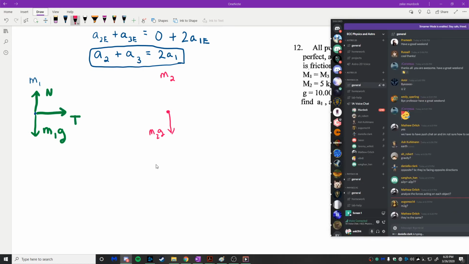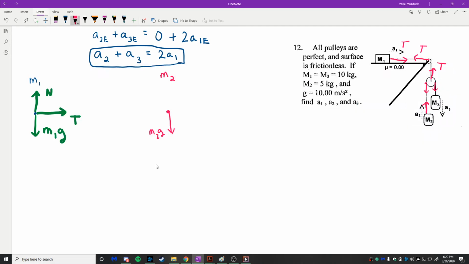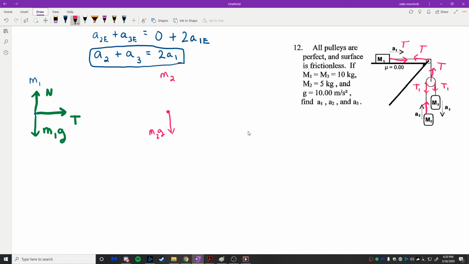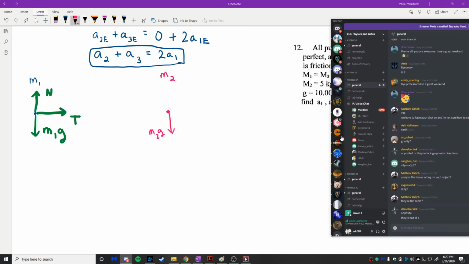Yeah, they're the same, but I need to label them something else so that you guys don't get so confused. If I call this one T1, I would argue that this one would also be the same. That's correct. That's what Matthew just said. Opposite. Okay. How are these tensions, T1 and T1, related to this tension T then? They're half of it. There you go.